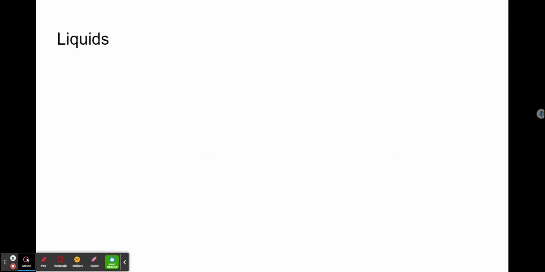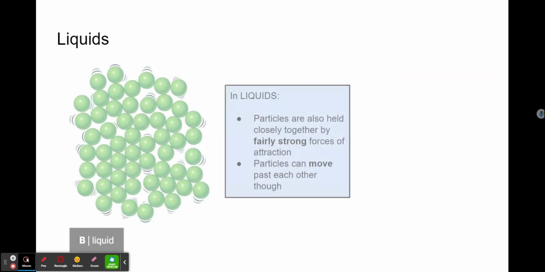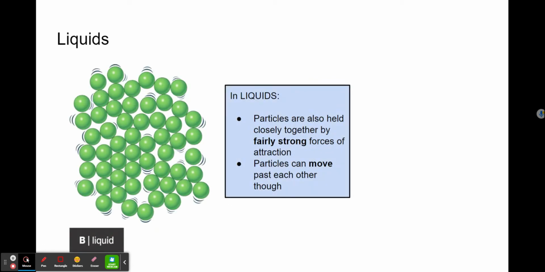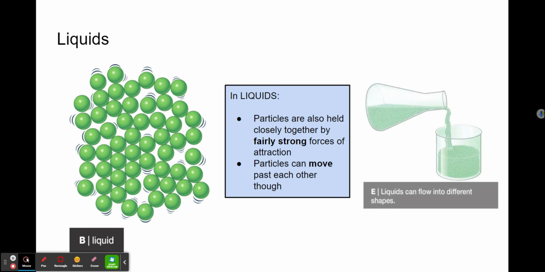For liquids, if we draw the particles for a liquid, they're more randomly arranged. This time the particles, although they're close together and they're held together by fairly strong forces of attraction, can move past each other. And this means that a liquid takes the shape of the container that it's in and it can flow from place to place. But because the particles are close together, we still can't compress it. There's not much space between the particles to allow us to compress that liquid.